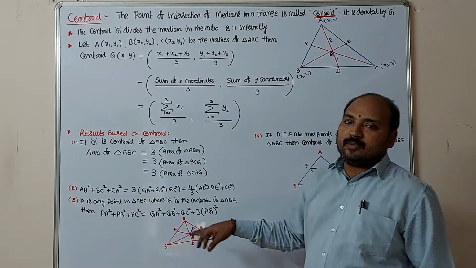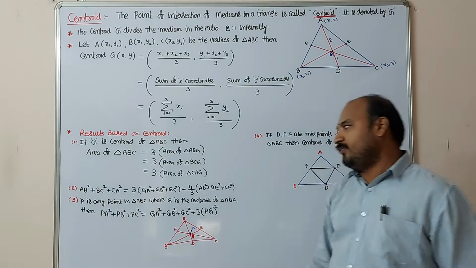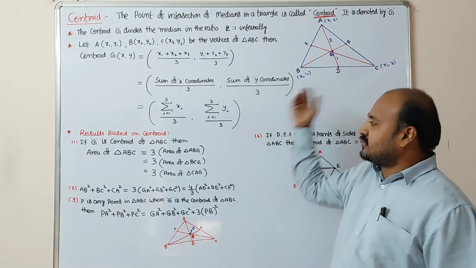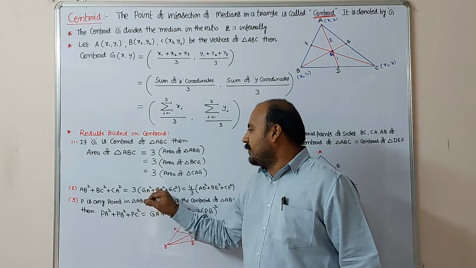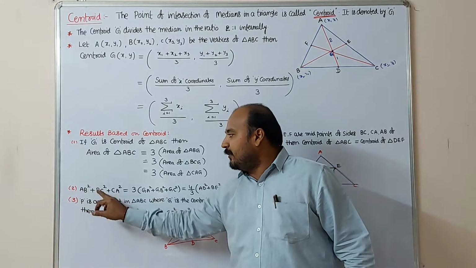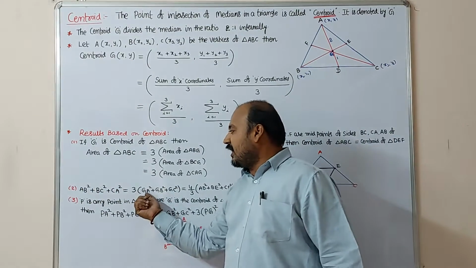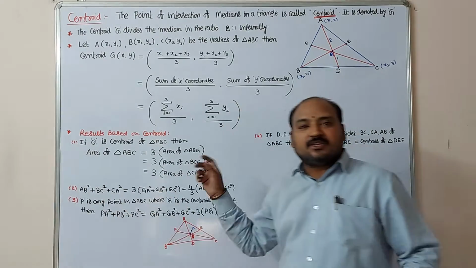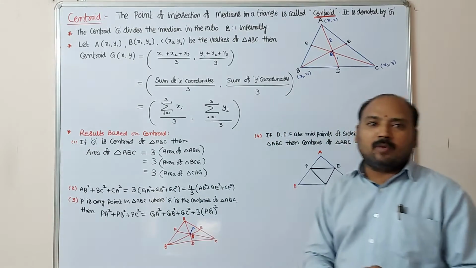Centroid, otherwise median lengths, they will give AD value, BE value and CF value. They will ask to calculate the sum of the squares of the sides of the triangle. Otherwise, GA square plus GB square, they will give AB, BC, CA lengths. They will ask to calculate GA square plus GB square plus GC square. So if you remember this property, this result, it will be easy to find the answers in the competitive examination.